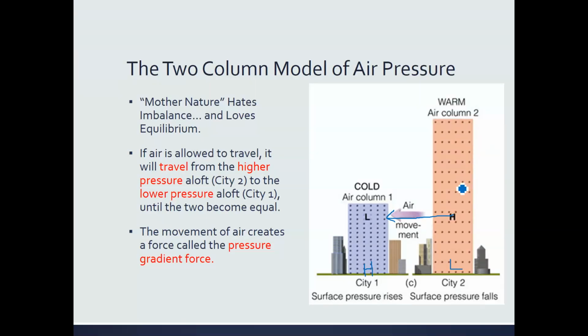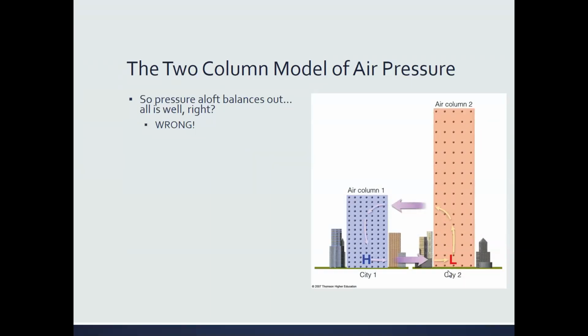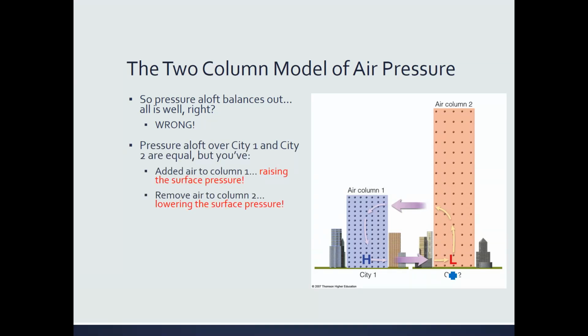So now you are losing air over city 2 and you're gaining air over city 1. That creates high pressure at the surface over city 1 and low pressure at the surface over city 2. So eventually, by doing this, you've now created imbalance at the surface.